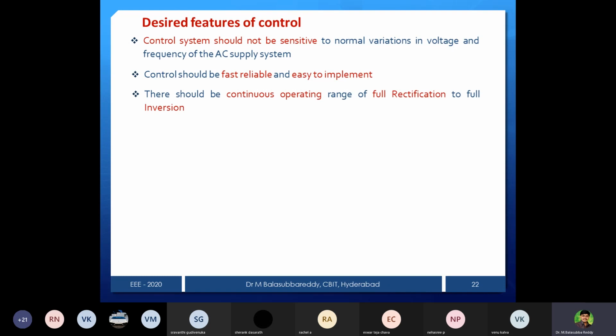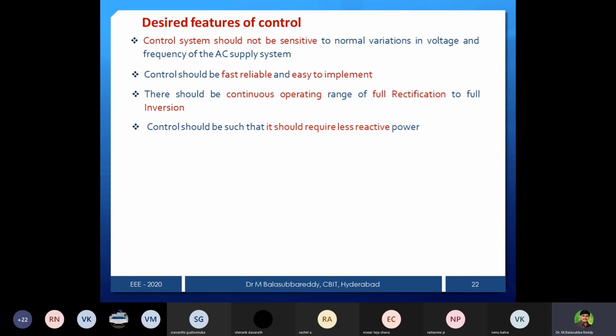And there should be a continuous operating range from full rectification to full inversion. In the control strategy, like in the case of the firing angle, you can see a 0 to 180 degree alpha variation. So a full range of control is possible. We need to consider continuous operation from full rectification to full inversion. That means station 1 has to operate either in full rectification mode or full inversion mode. That is the control range we can consider.